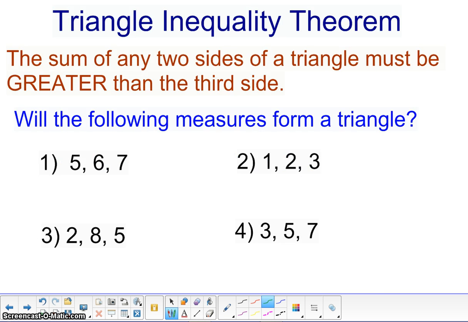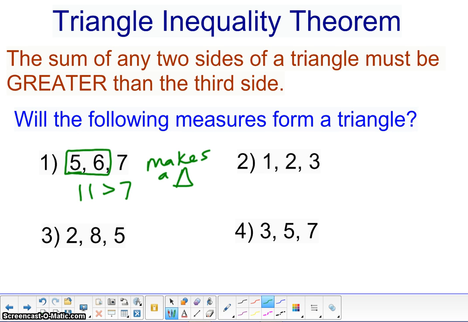The last definition that you're going to need to know is the triangle inequality theorem, which says that the sum of any 2 sides of a triangle must be greater than the third side. So if you look at the first one, 5, 6, and 7, you always just look at the smallest 2 and add them together to get 11. That will have to be greater than the third side. So as you can see here, since 11 is greater than 7, this indeed will make a triangle.